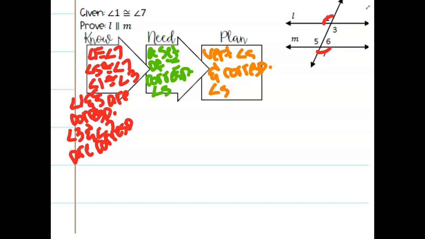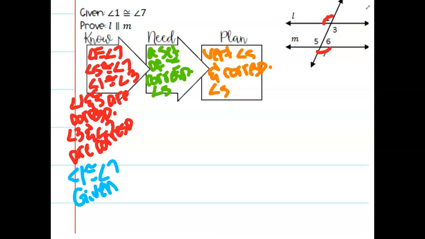But if you're going to do a flow proof, what you do is just kind of below here, under the know box, you're going to write out your proof a little bit, okay? So I have a whole bunch of stuff in the know box, but I don't need all of it. So if we go through, angle 1 is congruent to angle 7, I need that for my proof, right? So down below here, this is where your actual proof is going to go. And we're going to say, okay, angle 1 is congruent to angle 7. And just like any other proof, you have to give your reason. And my reason is because it's a given.